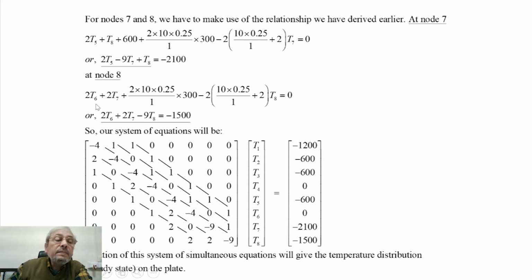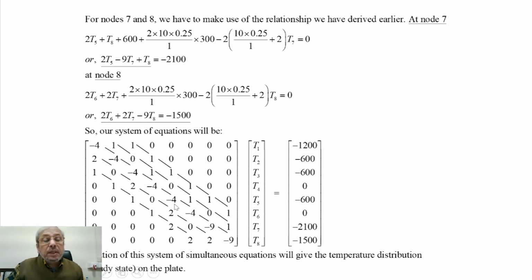Node 8, again we can write 2T6 plus 2T7 plus 2 into h into delta X by k into T infinity, minus 2 times (h delta X by k plus 2) into Tij, which is T8 here. And we'll get this equation. And we have rearranged the equations in such a way that all known quantities are on the right hand side.